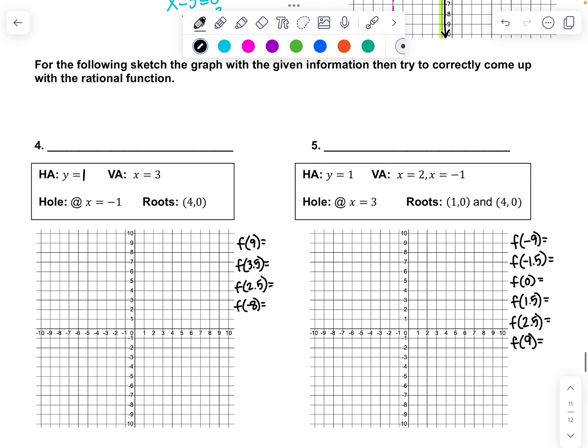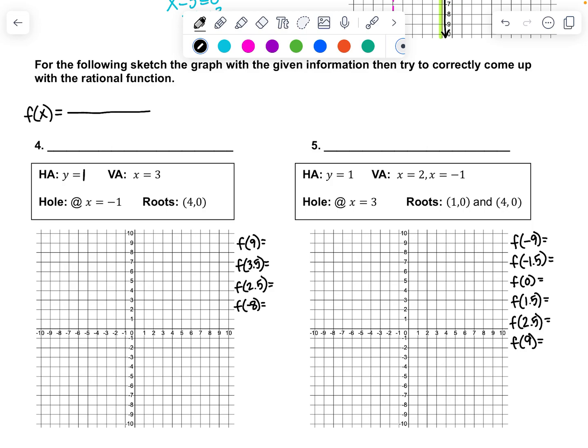All right, our last two examples here. We are looking at the information given to us, and we need to write the function and sketch the graph. With this information, we can figure out at least what factors are in the numerator and denominator, what are repeated in both parts, all of that stuff. So I'm going to go ahead and do f of x, and I'm going to set up my fraction bar.